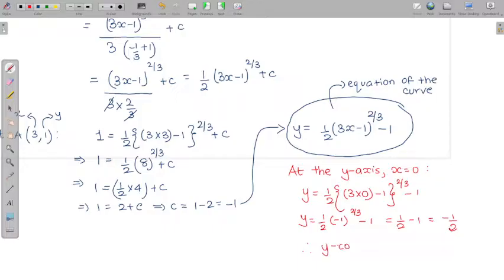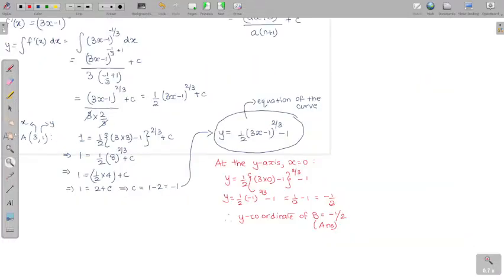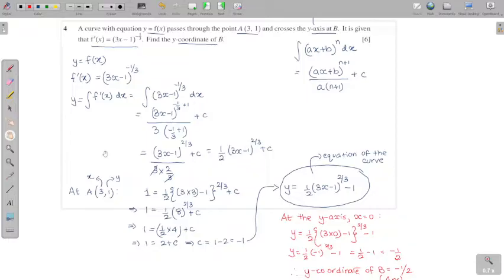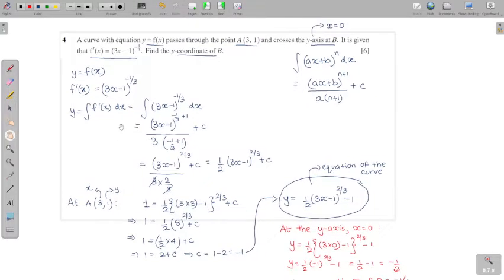The y coordinate of B is equal to minus half, and that is our final answer for question number 4. Hopefully you guys are able to follow me so far. So next we'll move on to the 5th question from this paper.